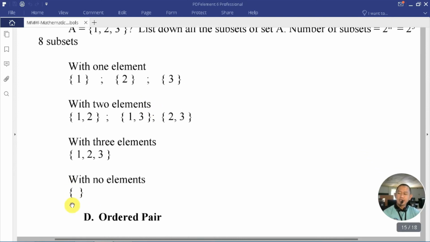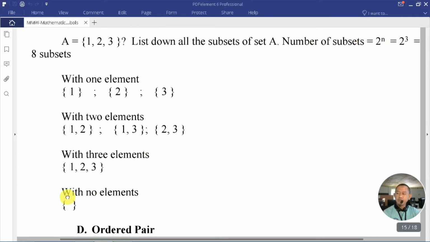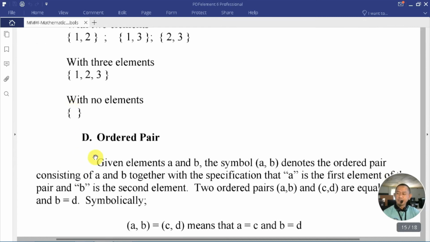So, always include the one with no elements, or the empty set. So, dali ra kayo na siya. If 3 elements, 2 raised to n, pila ka cardinality niya, so that's n, so that's the total subsets. Always include your empty set.